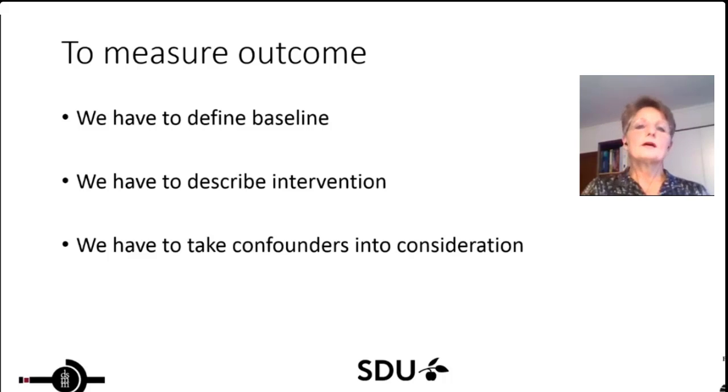Before we can define whether we have treated and gained what we want, we have to define baseline. And we have to specifically describe the intervention. And at last, we have to take confounders into consideration because our patients are different. If we're looking into RCTs, we do not need to take all confounders into consideration, but if we're looking into bigger cohorts of patients, we have to be aware of confounders.